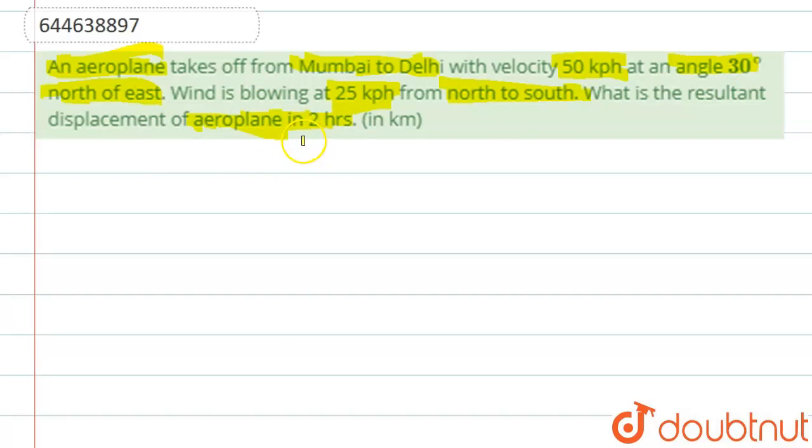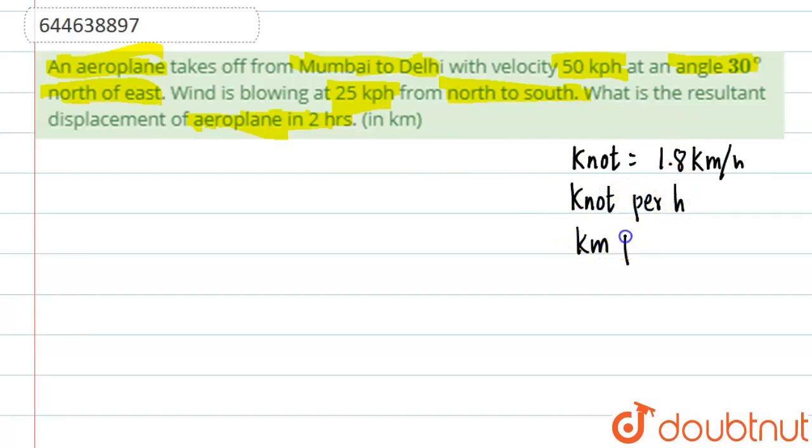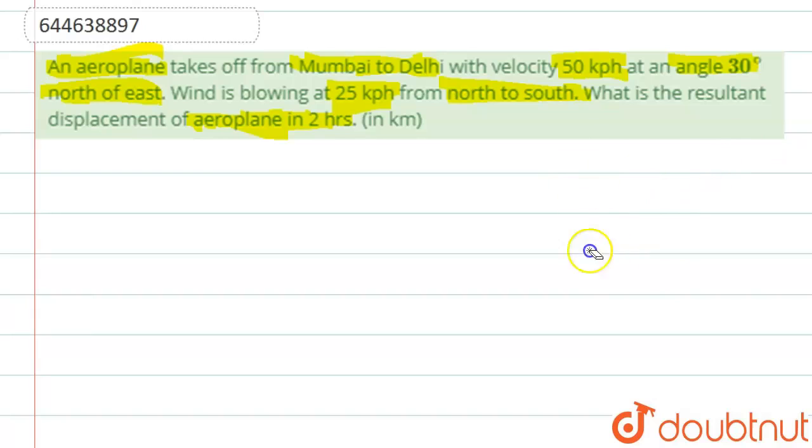So basically, if you see properly, you might think that kph is knots per hour, but no, it's kilometer per hour. A knot is equal to 1.8 kilometer per hour. But if you think it's knots per hour, then knot per hour will become kilometer per hour square, so this is not possible. It is just kilometer per hour and not knots per hour. It might sound a little weird that the aeroplane is going at 50 kilometers per hour, but now we are going to solve this question.